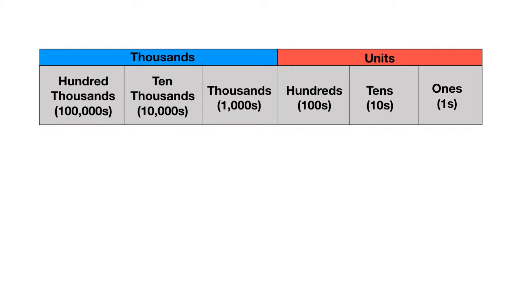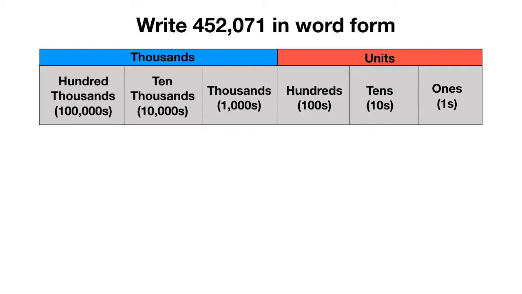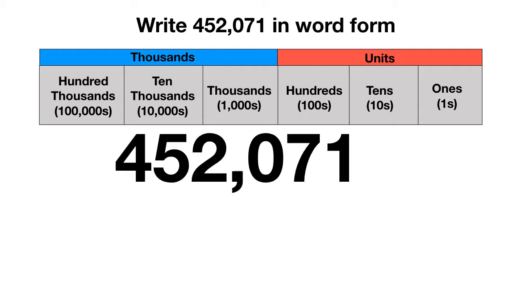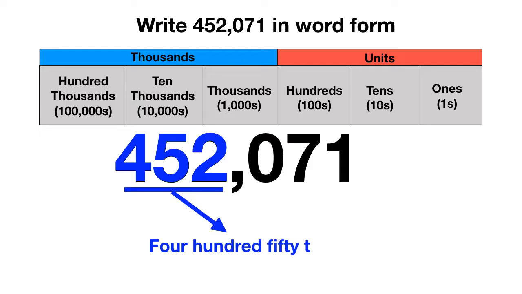Let's do one of these together. Here's your place value chart, and let's say you're asked to write 452,071 in word form. Well, in this number, which digits are in the thousands family? The thousands family is the hundred thousands with the 4, the 10,000s with the 5, and the thousands with the 2. So we'll write all three of these digits together. We can write them how? We write them as 452 and then the name of their family, the thousands, 1,000.